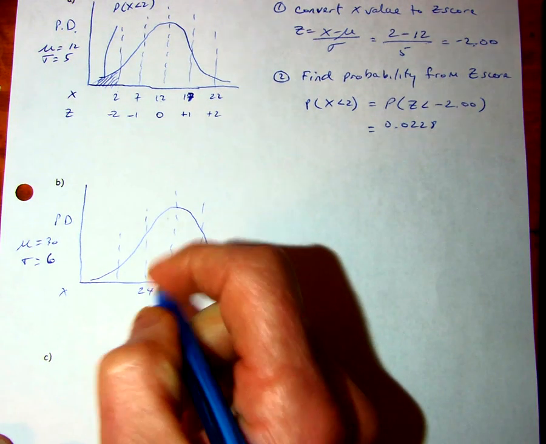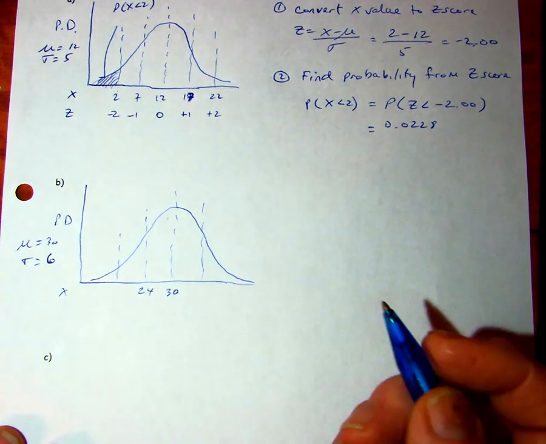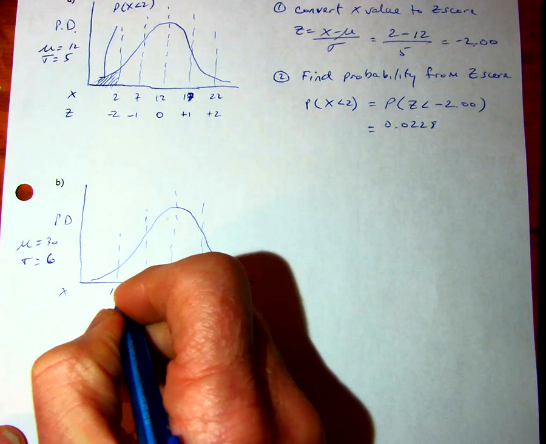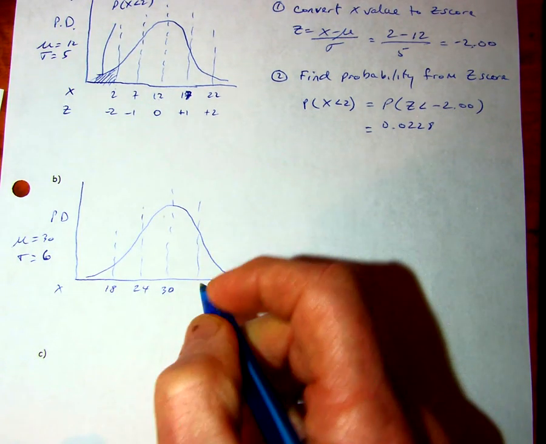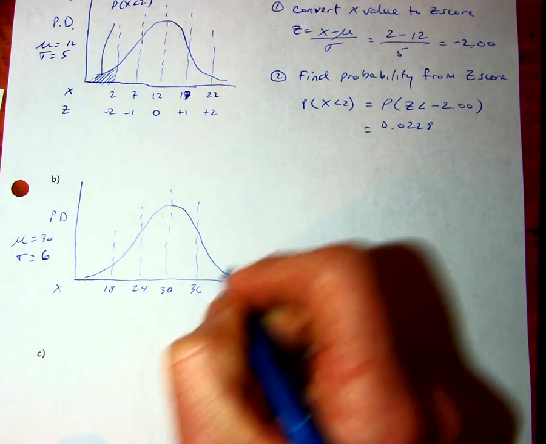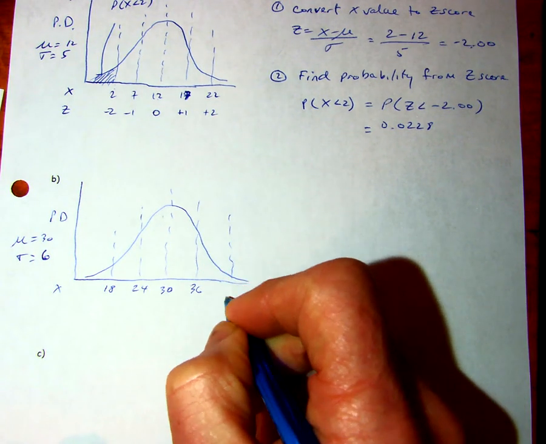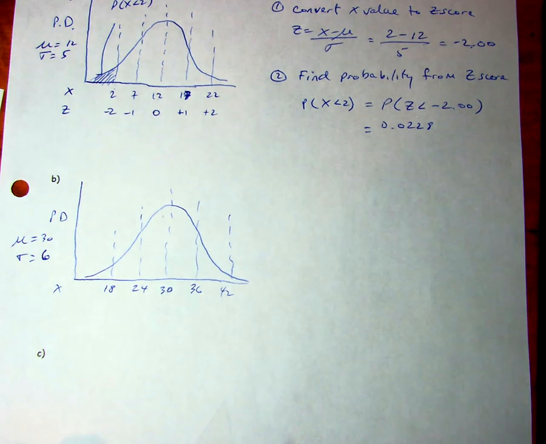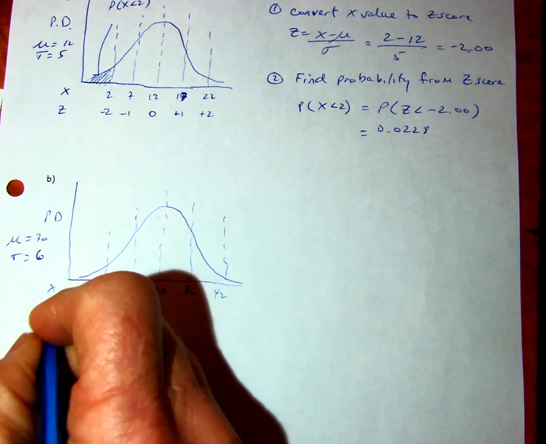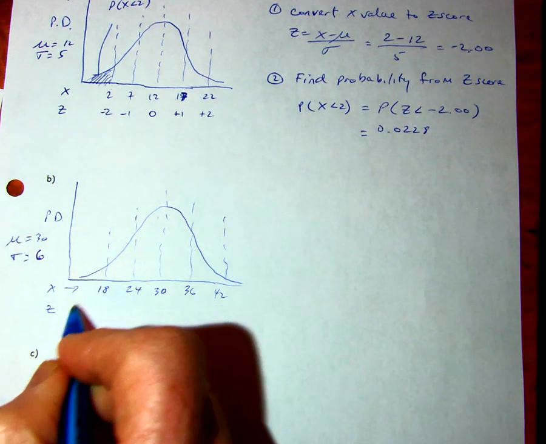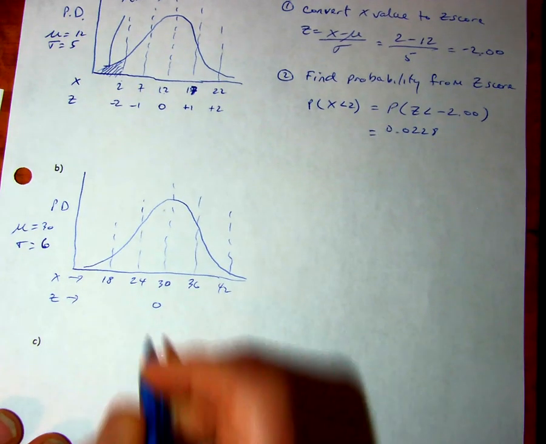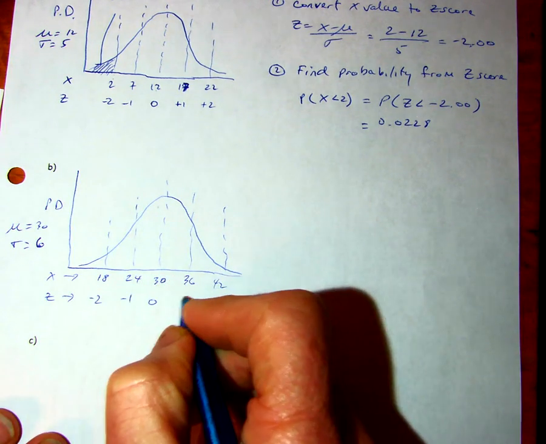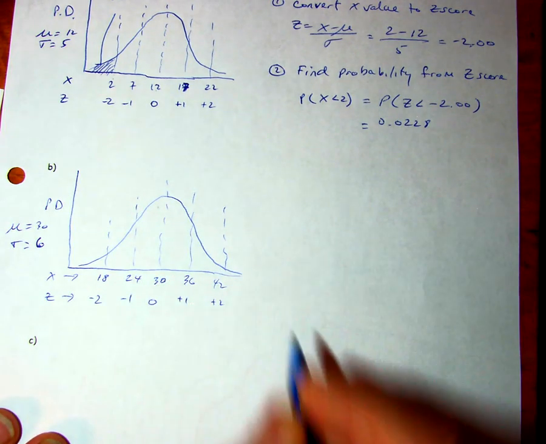Okay, 24 minus 6 is... Alright, and then one standard deviation above is 30 plus 6, which is 36, and another standard deviation above is 42. Again, those are the x values, but the corresponding z values would be 0, minus 1, minus 2, plus 1, plus 2.